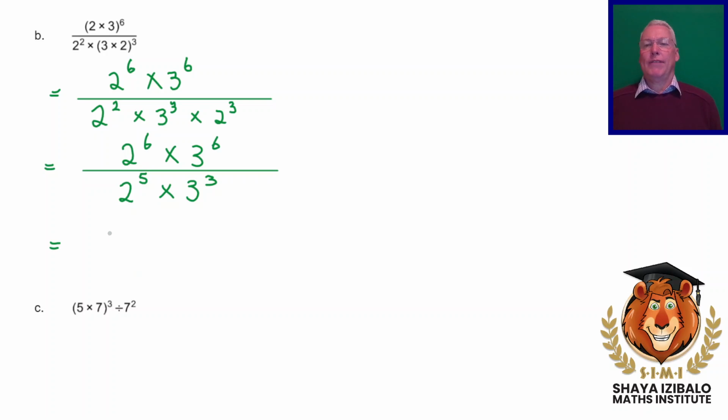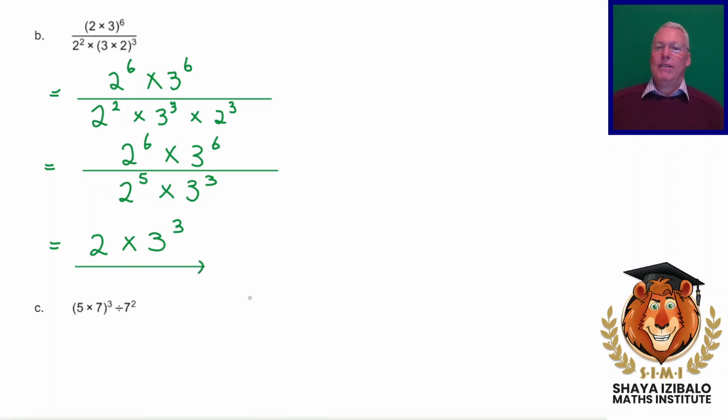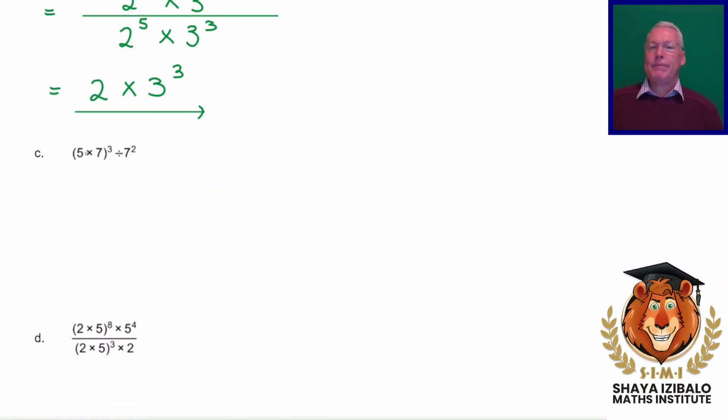Now remember, when we divide and the bases are the same, we subtract the exponents, right? We've got 2 to the 6 divided by 2 to the 5. That will be 2 to the 6 minus 5. It will be 2 to the 1. We don't need to write the 1, right? And here, the 3's will be 3 to the power of 3. Now, whatever you do, don't go and multiply that 2 by that 3 cubed. That's not a normal 3. Right, so we can't change anything into 6 there. There's our final answer.